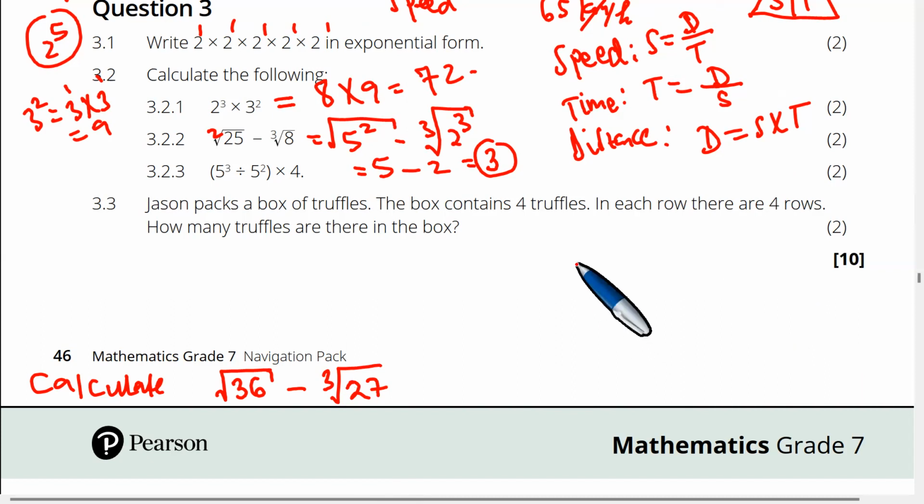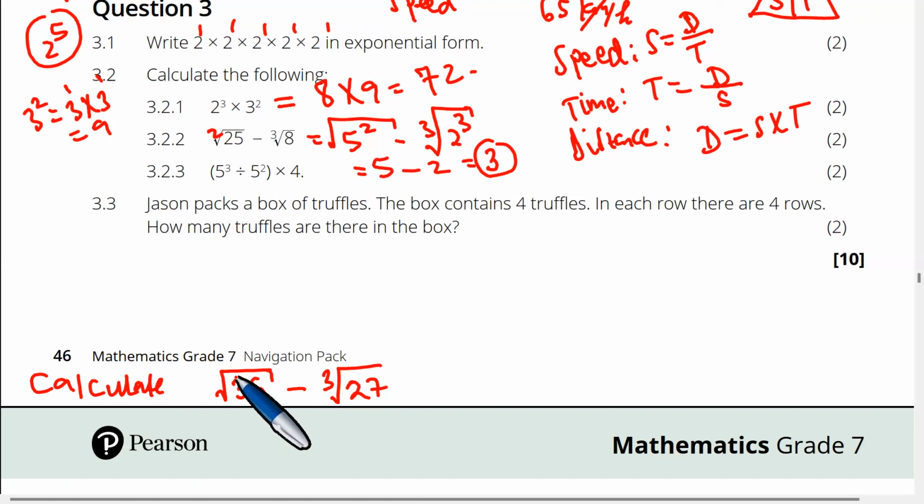Because here we looked for the number that you can multiply with itself to get 25. And you realize that it is the number 5. And therefore 5 times 5 is equal to what? It's equal to 25. So what number do you multiply with itself to get 36?